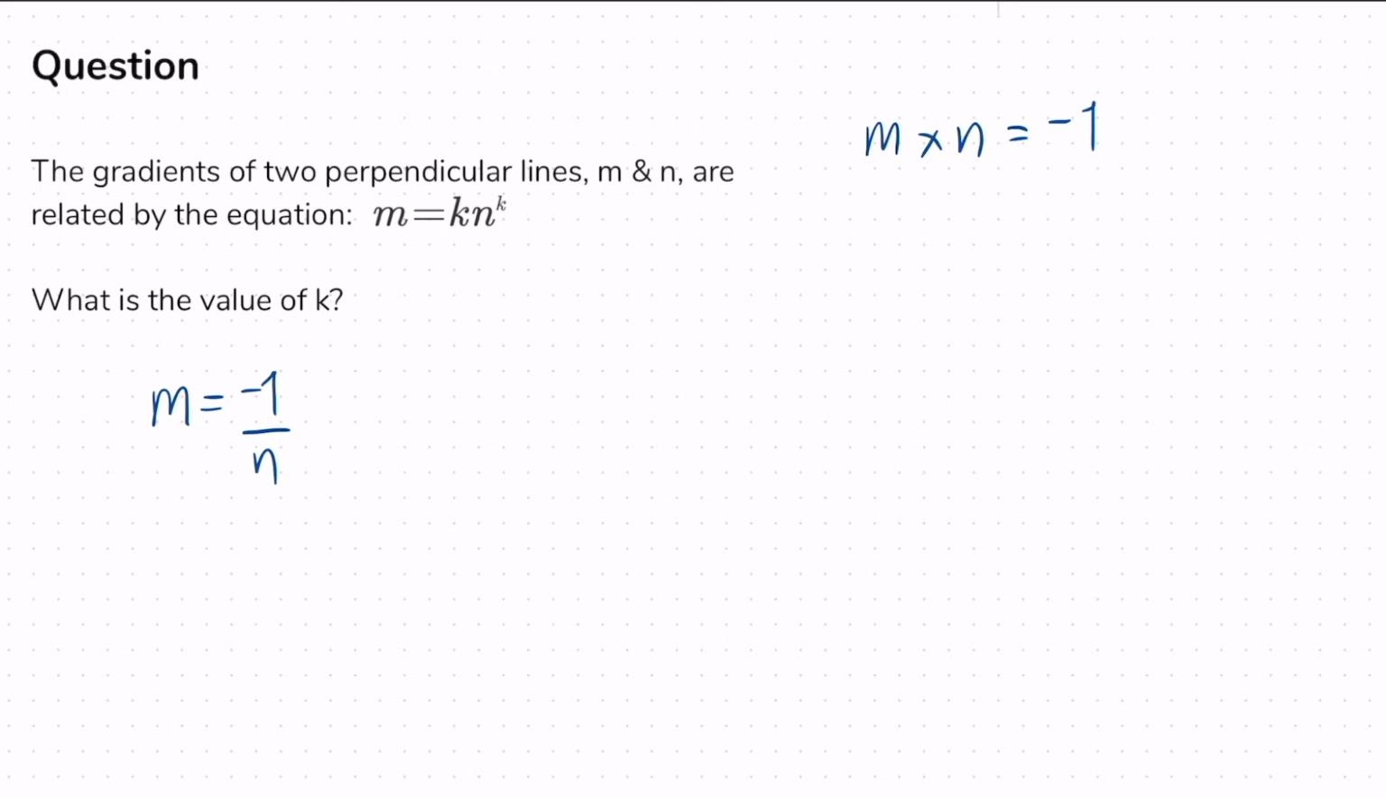So is there another way I can represent this to help answer the question? Well, -1 over N is the same thing as -1 times 1 over N, and 1 over N is the same as N to the power of -1. So what I have here is some number that repeats twice. What number is that? It's -1 times N to the power of -1. Therefore, K is equal to -1.